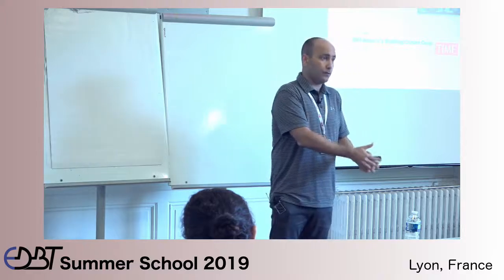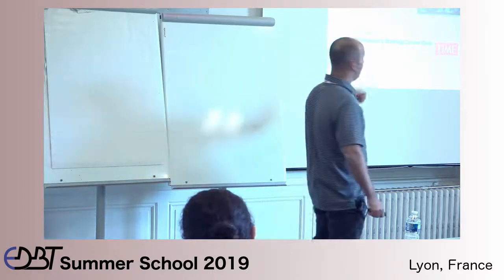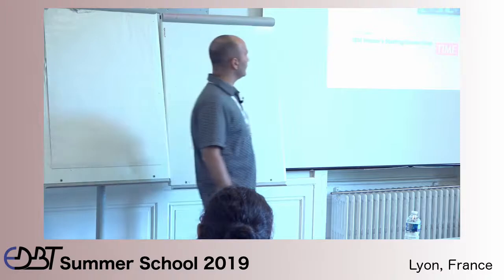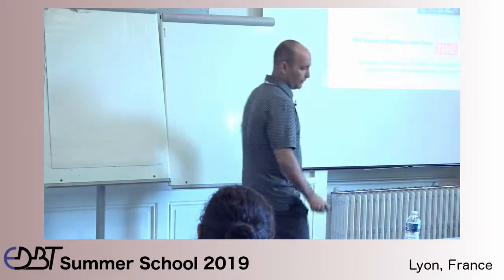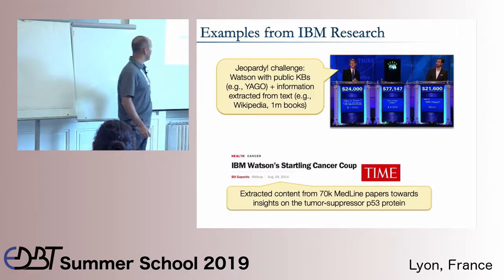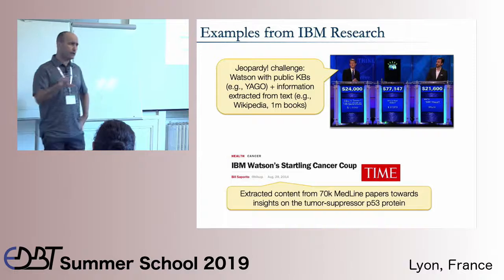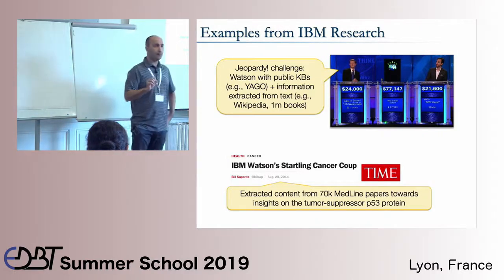What was this knowledge graph containing? A lot of the content was information extracted from text. It was either Wikipedia or books or the content of Yago, which by itself is extracted from Wikipedia text. Another challenge was a collaboration with the Baylor team, where we had algorithms reading a specific subset of Medline papers.